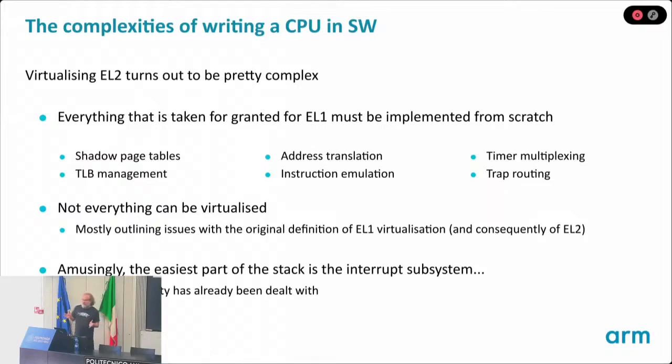Not everything can be virtualized. That's mostly outlined some issues with the base architecture. And actually, the easiest part of it all was to virtualize GICv3, because we had already done all the hard work. Virtualizing GICv3 is 200 lines of code. It's almost trivial.